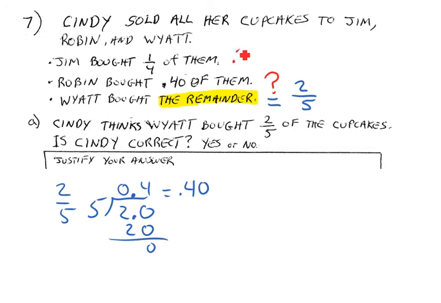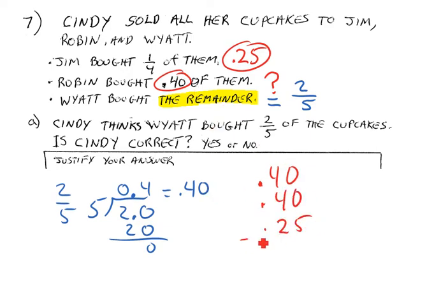Well, that's 0.25. It's 1/4. And of course, we know this is 0.40. So 0.25, 0.40, and 0.40. Does that total up to 1? If you total that up, you're going to see that it is more. It's 1.05. So no, it's not. Cindy is not correct. Too bad, Cindy. But that's bad math.